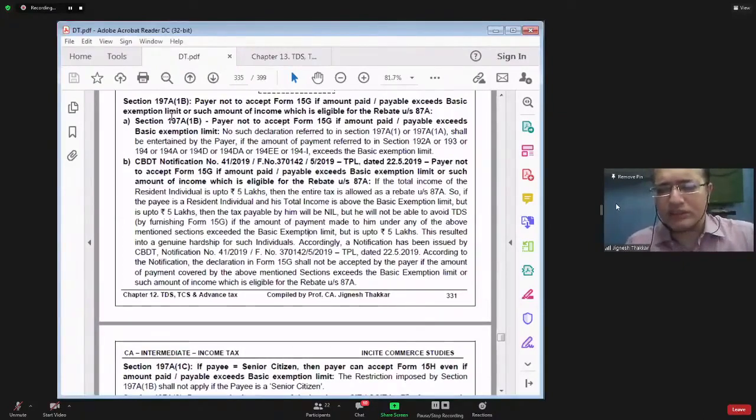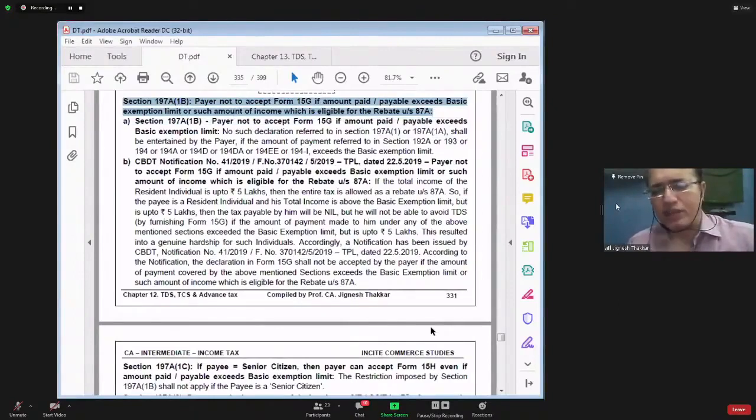The government says, in that case, if the payee is submitting form number 15G, then the bank should not accept form number 15G. Earlier, this was seen only taking into account the basic exemption limit. Now, this is seen taking into account the rebate under section 87A also.